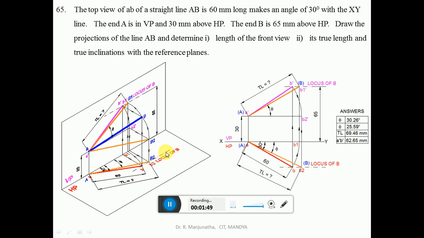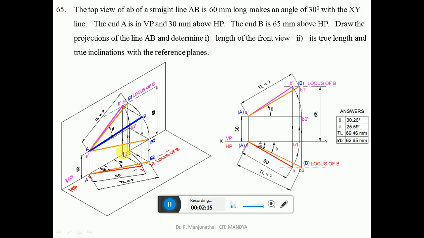Similarly, B is 65 mm above HP. So from the XY line, you measure 65 mm and draw a horizontal dash-dot line, which will be the locus of b in the front view. Because when you look from the front view, we can see the distance 65 mm above HP, and the image will fall on the vertical plane. So you get that distance, which is 65 mm above HP.